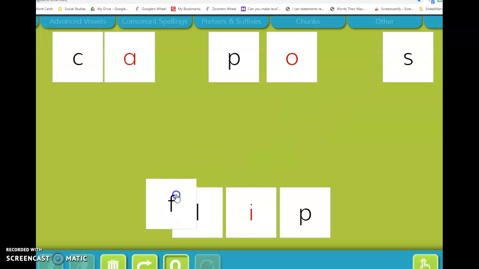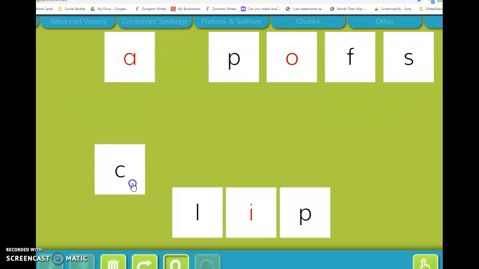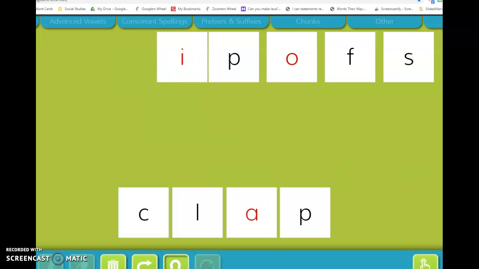Bring down your F. What's the word, friends? Bring up your F. Bring down your S. Go ahead and try to read the word for me. Bring up your S. Bring down a C in its place. What's the word? Bring up your I, your vowel, and bring down your A in its place.